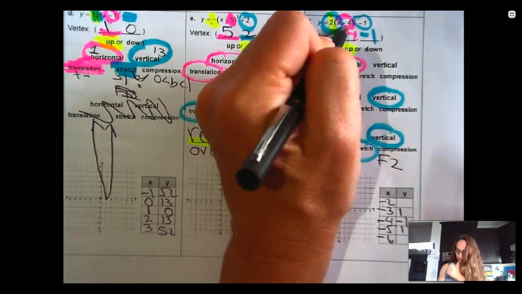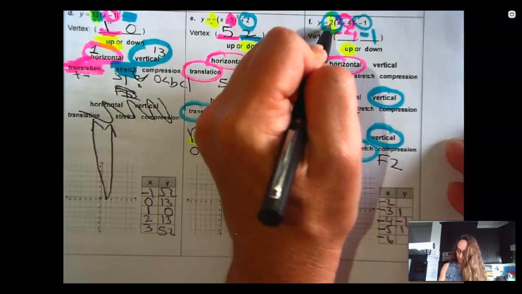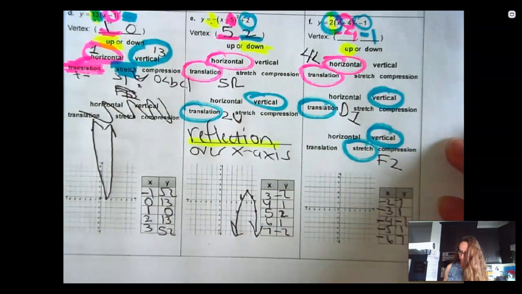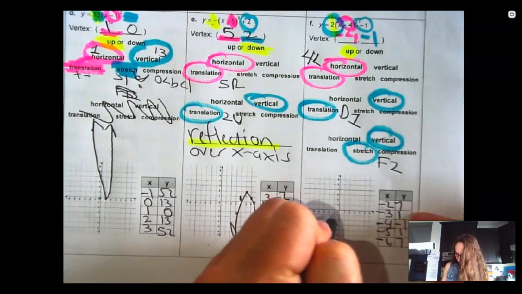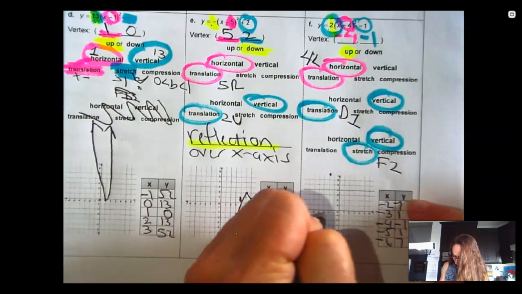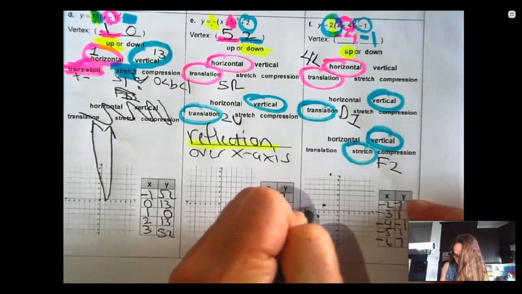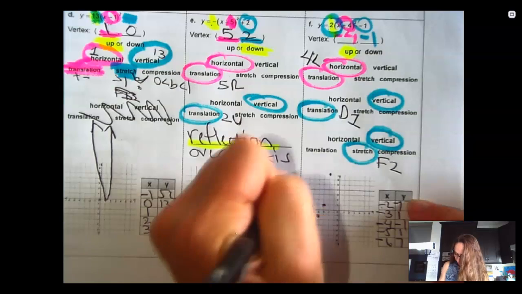-2 plus 4 is 2. Squared is 4. Times 2 is 8. Minus 1 is 7. Okay, so now I graph it. -2, 7. -3, 1. -4, -1. -5, 1. And -6, 7. Look at that.